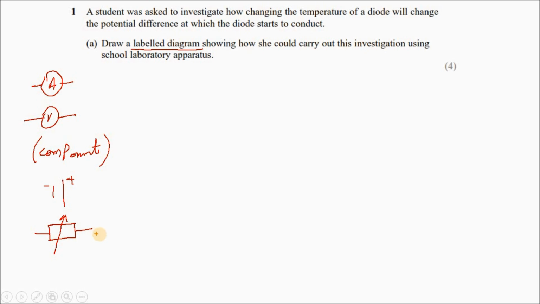So the idea is we need to study the effect of temperature. That means we need to heat the diode. That means it's all about heating an electronic component, and in the most common situation we use a water bath. And for a water bath we use a beaker in which we put our component and we change the temperature.